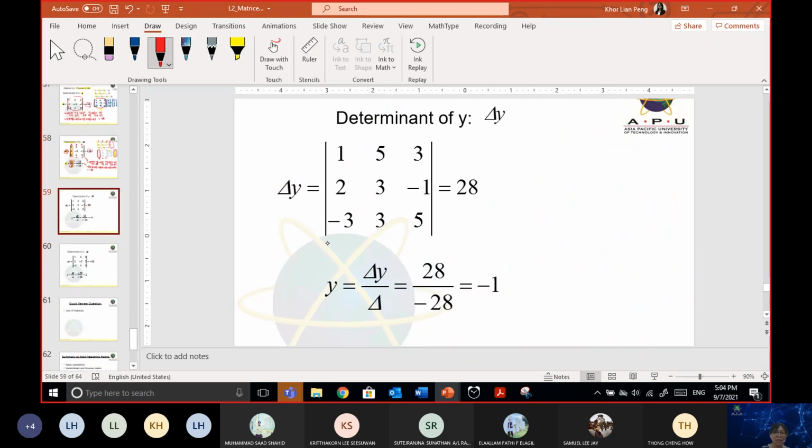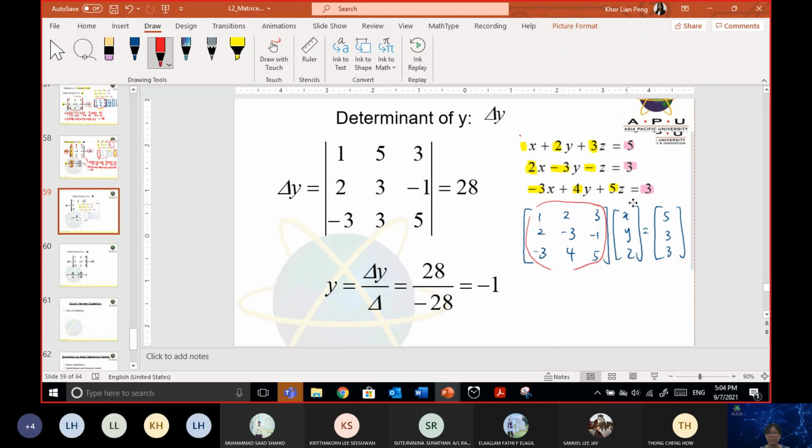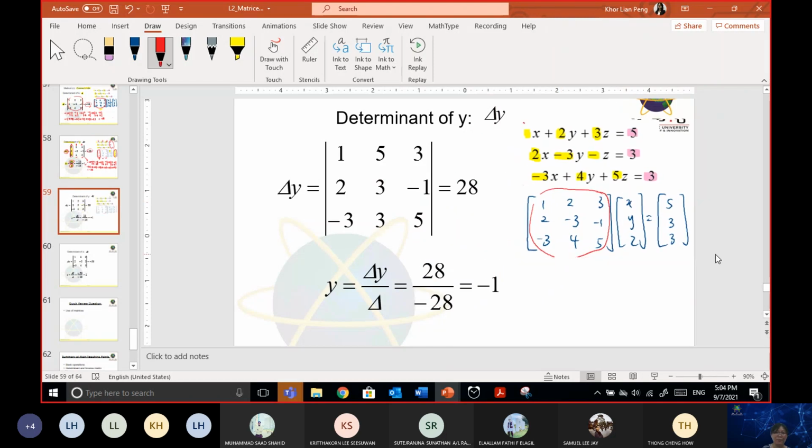Next, how do we actually find y? The concept is the same. We're using the same concept here. Now we want to solve for y. Remember the second column is y. So for the second column, you are going to replace it with 533. Then we proceed to find the determinant.